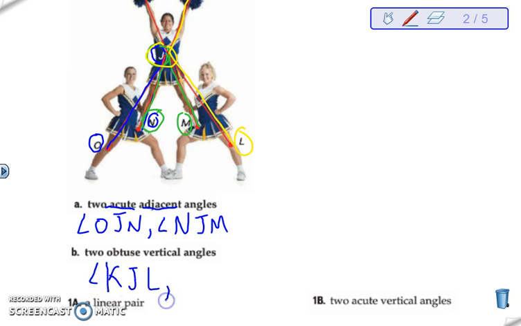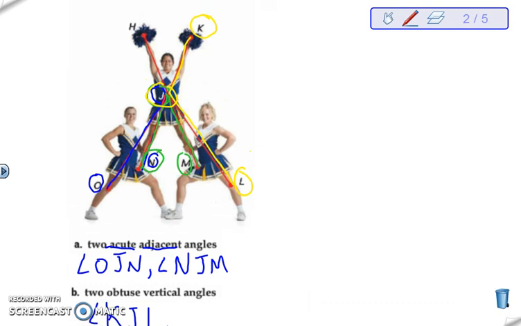And now I need another angle that is both obtuse and makes a vertical angle. If we look at the picture, think of our angle we just drew as facing to the right. It's a V facing to the right. So I need to copy that exact same V, but have it facing left. So I see it here.